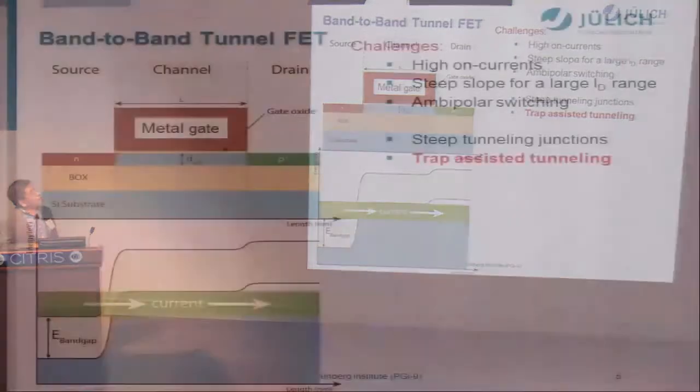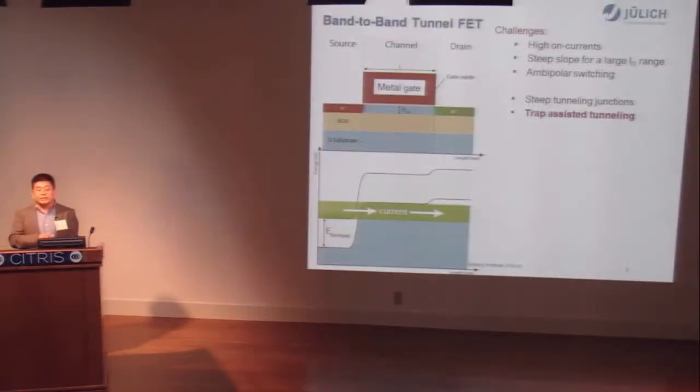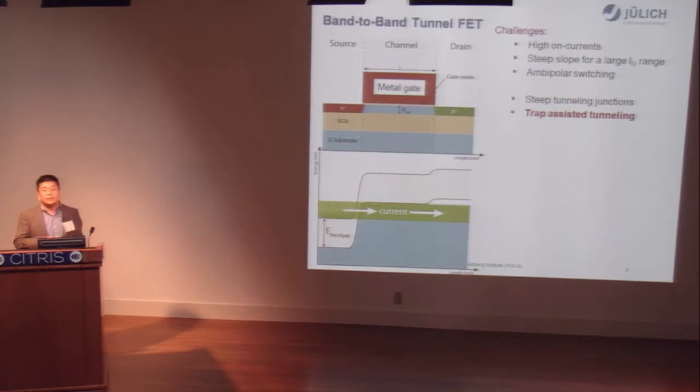But there are a lot of challenges for the TFET. First is the on current. It's really very small. Then we also have to get a very steep slope over a large range of the drain current, not only a minimum point slope. The third challenge is the ambipolar behavior, because you can switch on the tunneling at the source or at the drain by changing the polarity of the gate voltage. This ambipolar behavior will increase the off current and also further increase the power consumption.